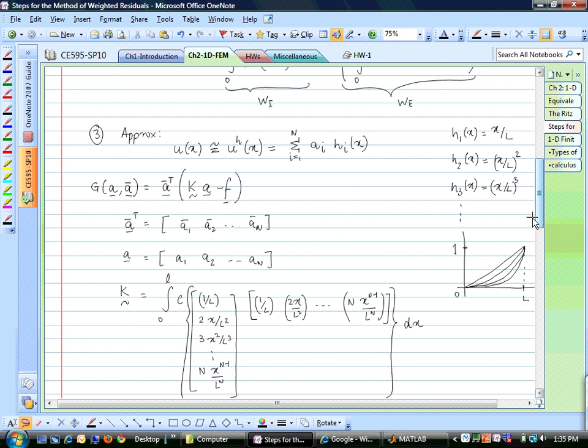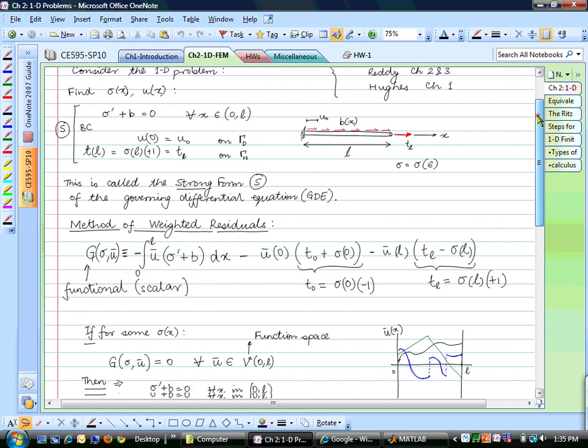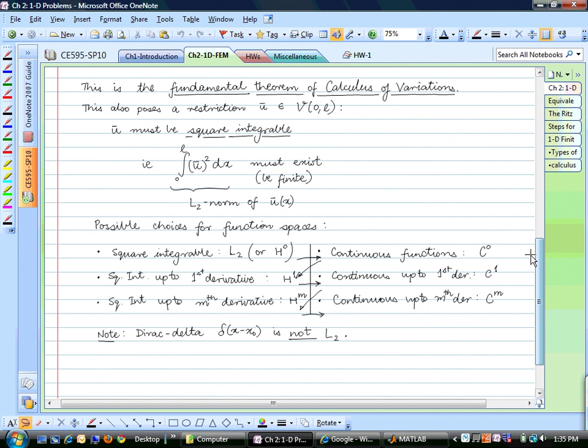So, okay, let me ask you this. These are all polynomial functions from 0 to L: linear, quadratic, cubic, and so on. Which space do these functions belong to? If you go back and take a look at the first page of this chapter, we talked about how these functions at least have to be square integrable, and the first derivative of those functions has to be square integrable. So we chose last time all these polynomial functions.